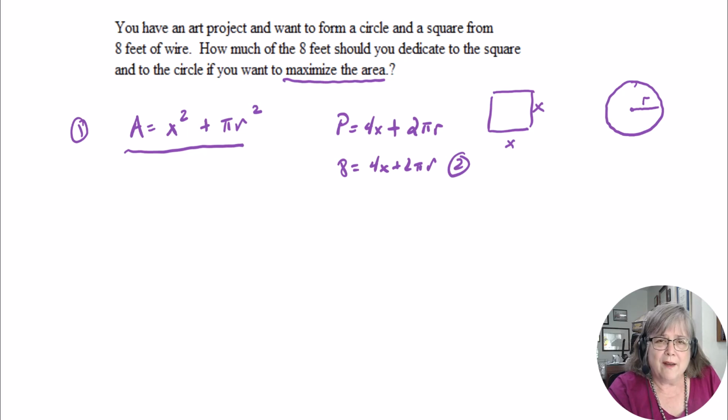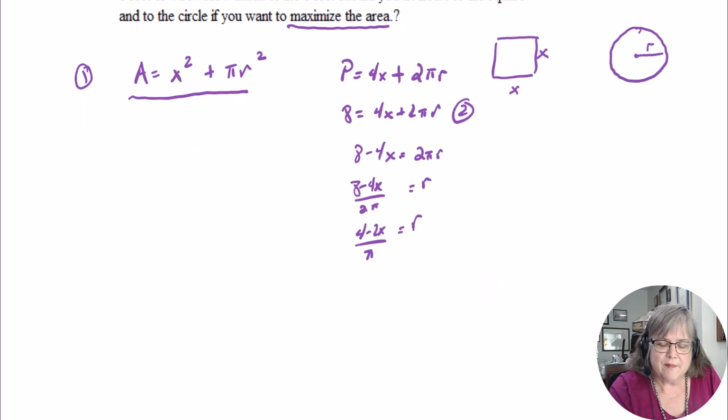Now, what I have is an area in terms of x and r, and I'd really like to have only one variable. So I would like to do away with the r and just substitute in x's. So let's see what we can do. 8 minus 4x is equal to 2 pi r. So r is (8 minus 4x) over 2 pi. So r is (4 minus 2x) over pi. Would you go for that? Okay, and we're going to substitute this in there.